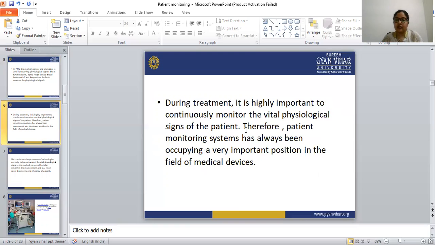Let's talk about some patient monitoring systems. If we are monitoring a heart patient, in that case we can monitor the heart rate and we can monitor the ECG. All of these are possible with the help of the computer.